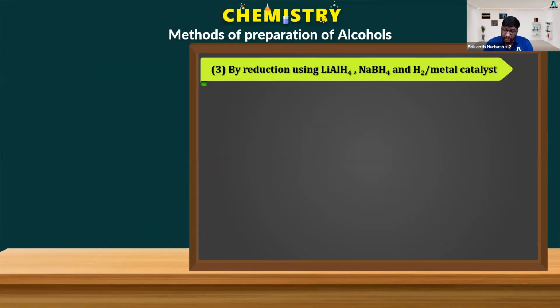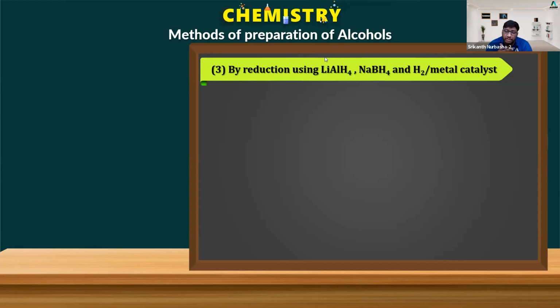By reduction using LiAlH4, NaBH4, H2 in the presence of metal catalyst. Always remember, we are not going to discuss the mechanisms of reduction and oxidation because they are lengthy. So LiAlH4 is a very good reducing agent. LiAlH4 can reduce every functional group. Yes or no? LiAlH4, lithium aluminum hydride, can reduce all polar pi functional groups, or all functional groups which contain polar pi bonds.